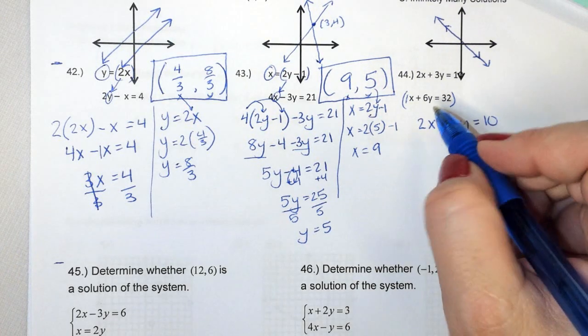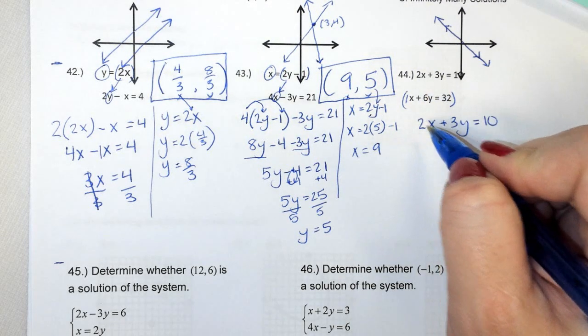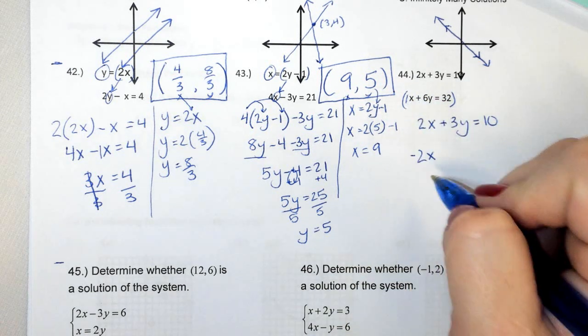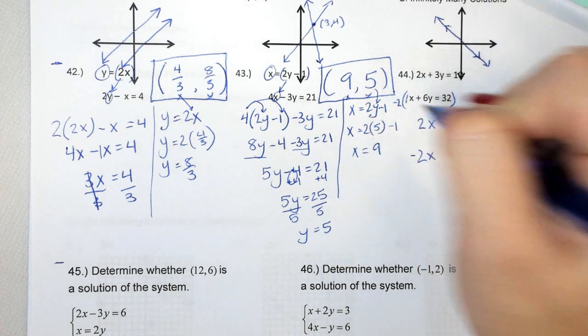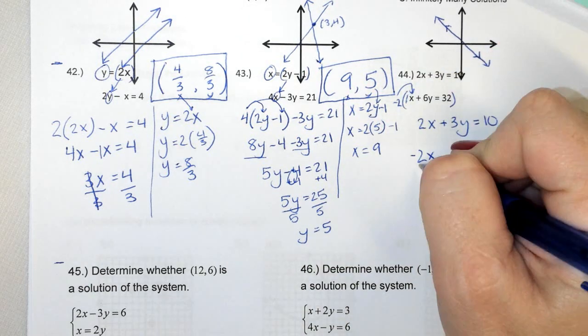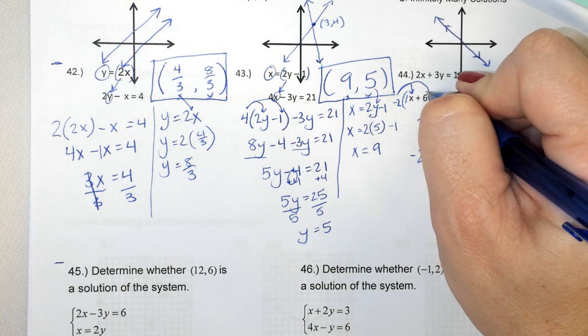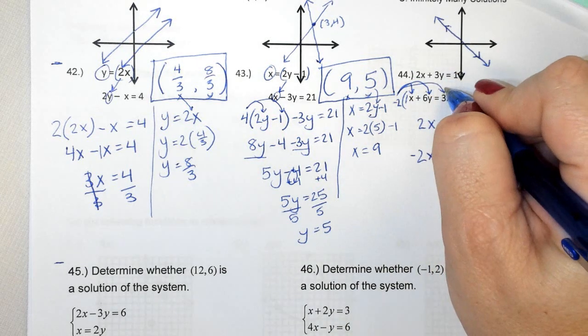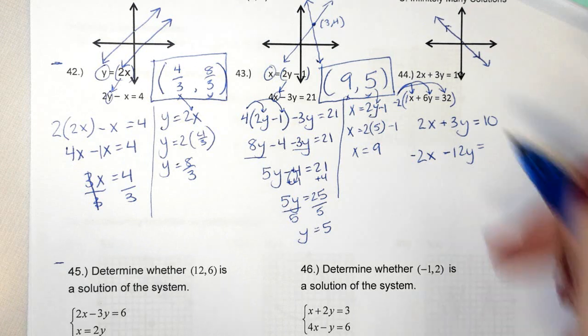Okay, to cancel my 2x, I need a negative 2x. Well, how do I turn a 1x into a negative 2x? I'm going to multiply by negative 2. Negative 2 times 1x gives me negative 2x. Negative 2 times 6y gives me negative 12y. And negative 2 times 32 equals negative 64.